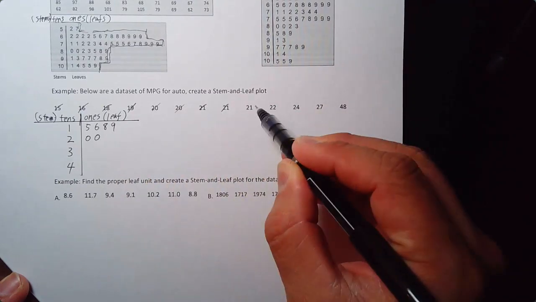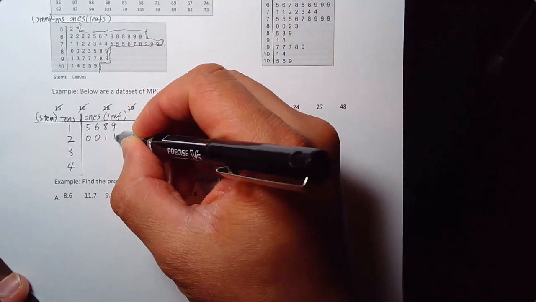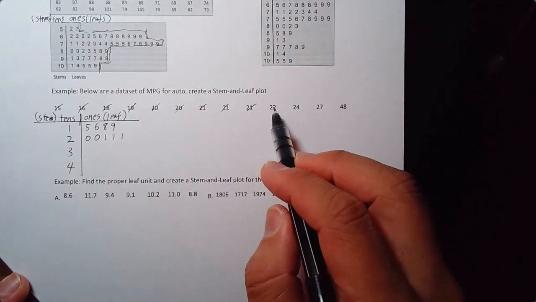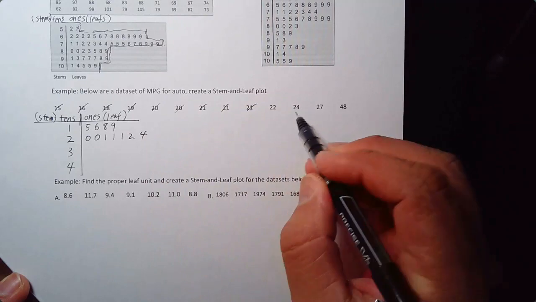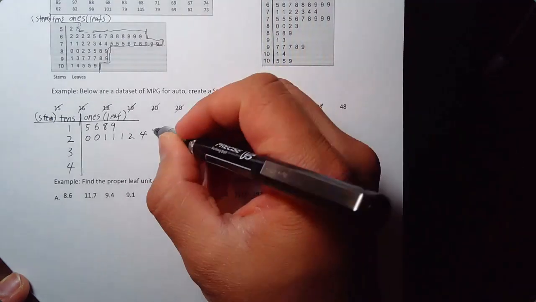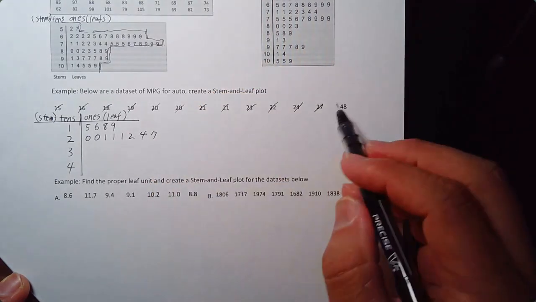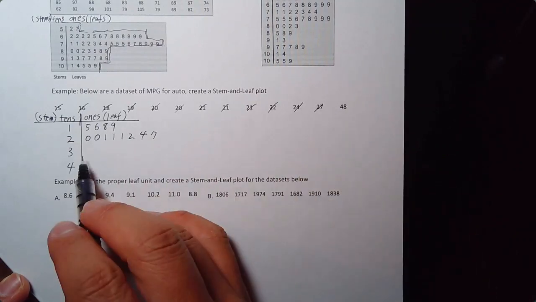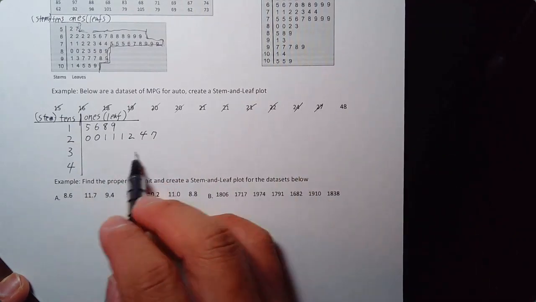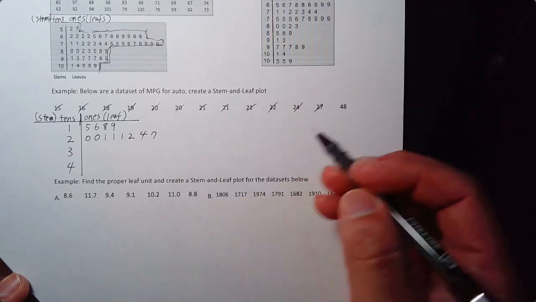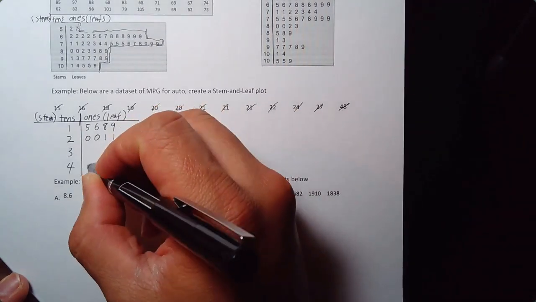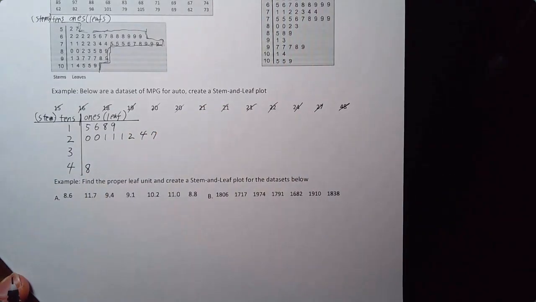21, 21, 21, so 1, 1, 1. 22, 24, so 2, 4. And 27, so 7. Now there are no 30s, so we don't put anything there. Just completely leave those leaves empty. There are no leaves in that stem. And then the last number is 48. And voila, that's it.